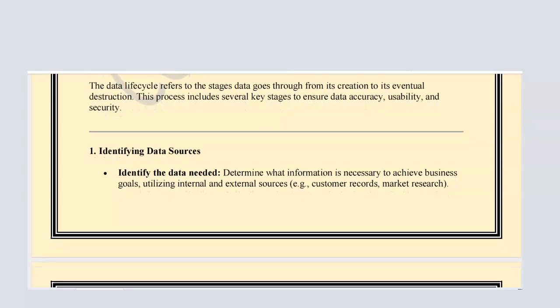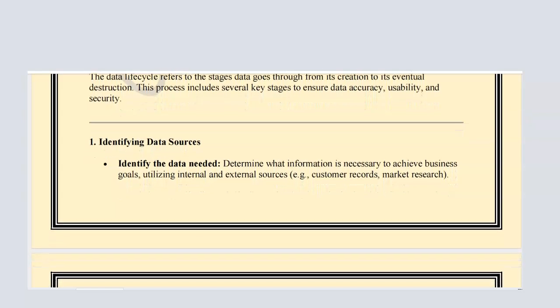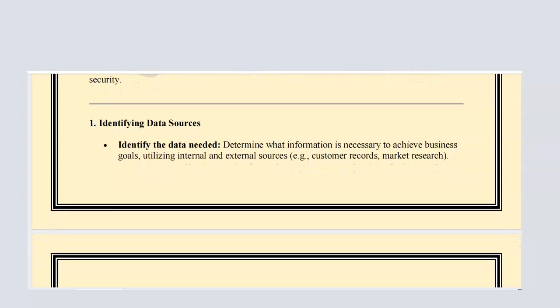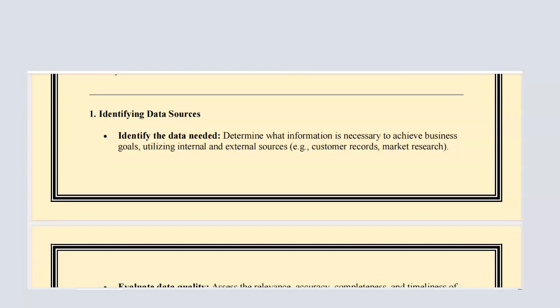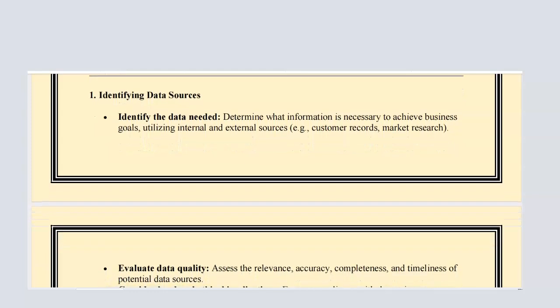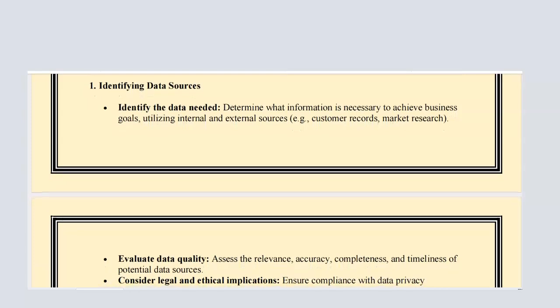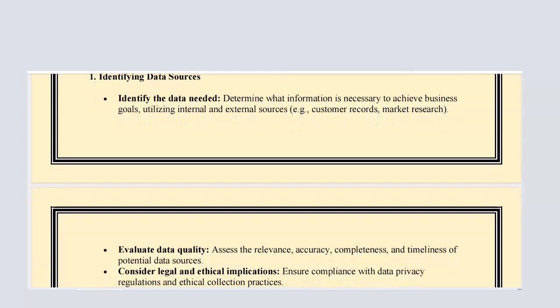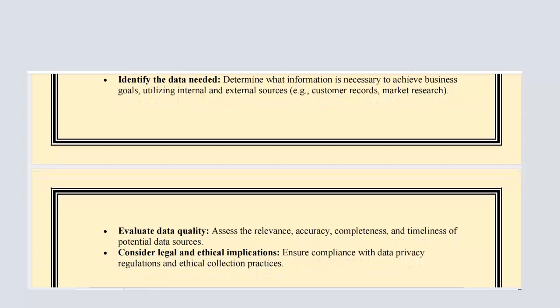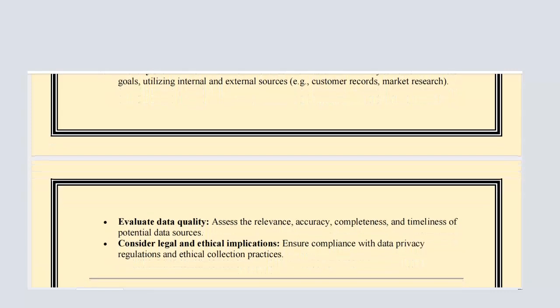As ever, the first stage is to identify data sources, whereby you identify the data needed, as well as evaluating the data quality. You assess the relevance, accuracy, completeness, and timeliness of the potential data sources. And then you consider the legal and the ethical implications at that stage.